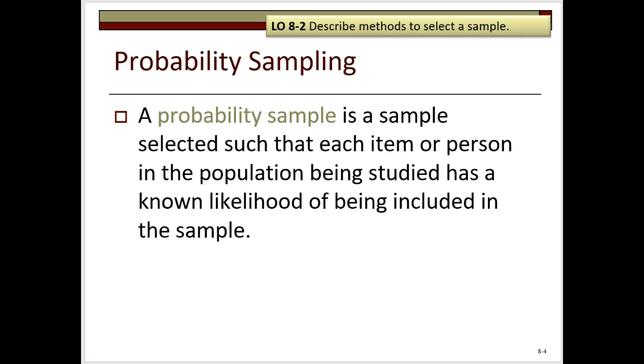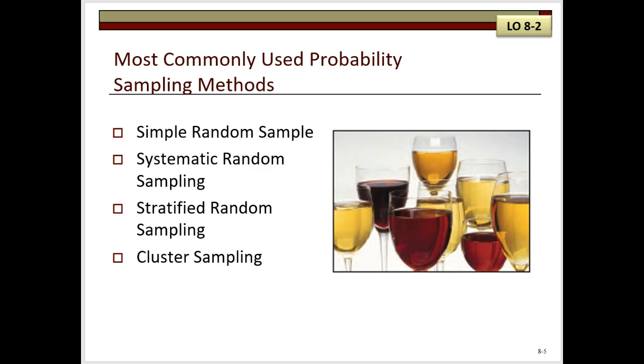So what's a probability sample? A probability sample is a sample selected such that each item or person or element in the population being studied has a known likelihood of being included in the sample. In the next few slides, we'll explore a handful of commonly used procedures that assure that the different units of a population being studied have equal probabilities of being chosen. This is what is called a random selection process.